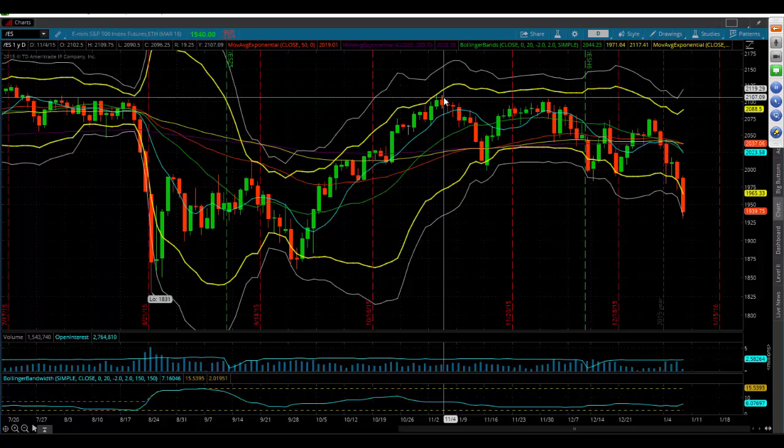Where the rubber really meets the road is, what do the bears do off the bounce? What do they do off the bounce? Are they just going to stand aside and lay down and screw it all up again? Or are they going to step in and create lower lows? That's how it becomes more of a downtrending market versus the uptrend that we've seen for a period of years.